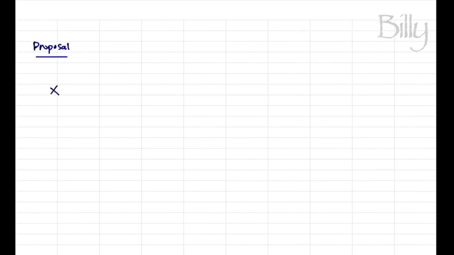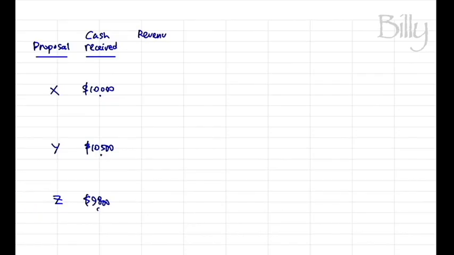Proposal X, Y, and Z. The cash received for these three proposals, as indicated in the question, is $10 million for Proposal X, $10.5 million for Proposal Y, and $9.8 million for Proposal Z. The revenue that we can recognize is that which is highly probable not to result in a significant reversal in future periods.